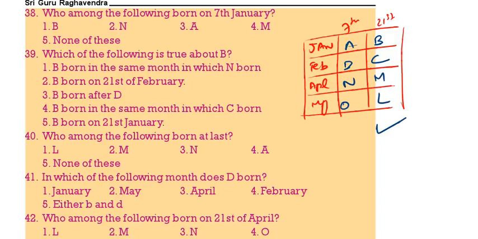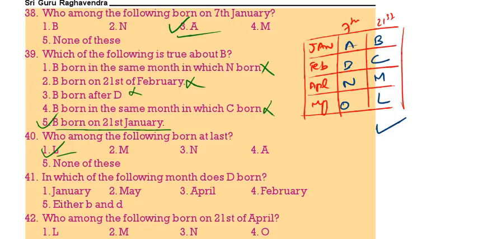Now come to the questions. Who is born on 7th January? 7th January is A. A is the correct answer. Which is true regarding B? B was born in the same month as N, wrong. B was born on 21st of February, wrong. B was born after D, wrong. B was born in the same month as C, wrong. B was born on 21st January, that is correct.